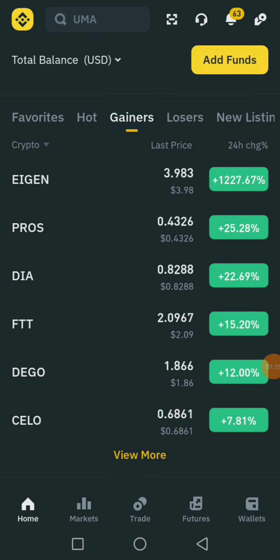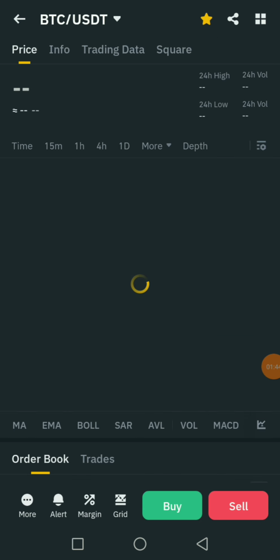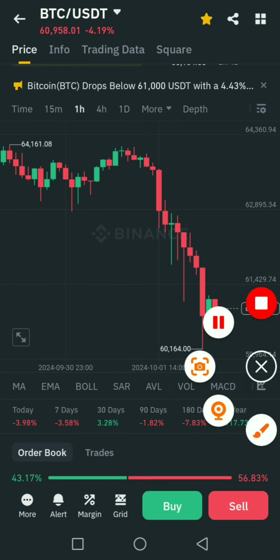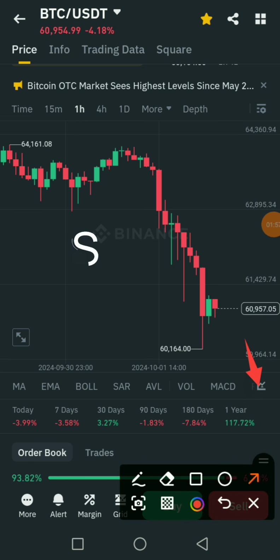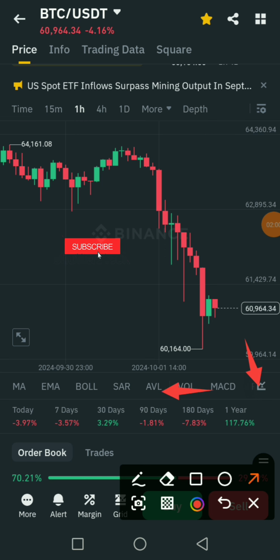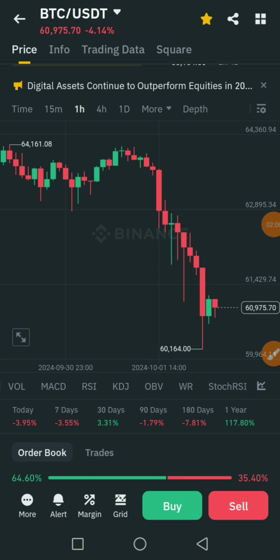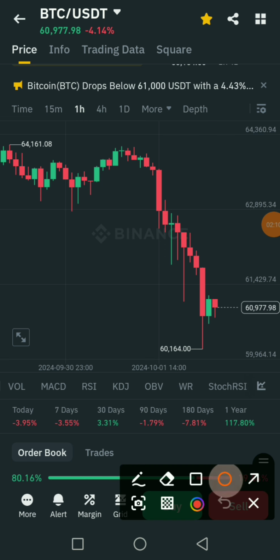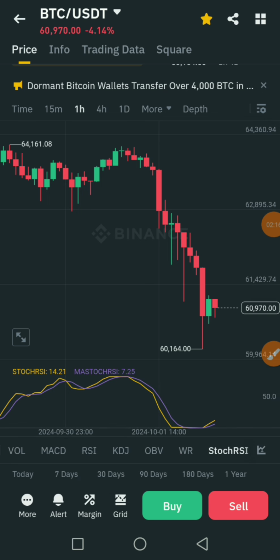Okay, the Stochastic RSI can be found, let me go to the hot section, choose an asset, let's say BTC. So I just want to show you the Stochastic RSI. When you get to this interface, all you have to do is click on this place right here. If you don't want to click on it, you can just slide this list of indicators to the left like this. You slide until you reach the ending. When you get to the end, you will see the Stochastic RSI over here. You tap on it. This is how the Stochastic RSI looks.